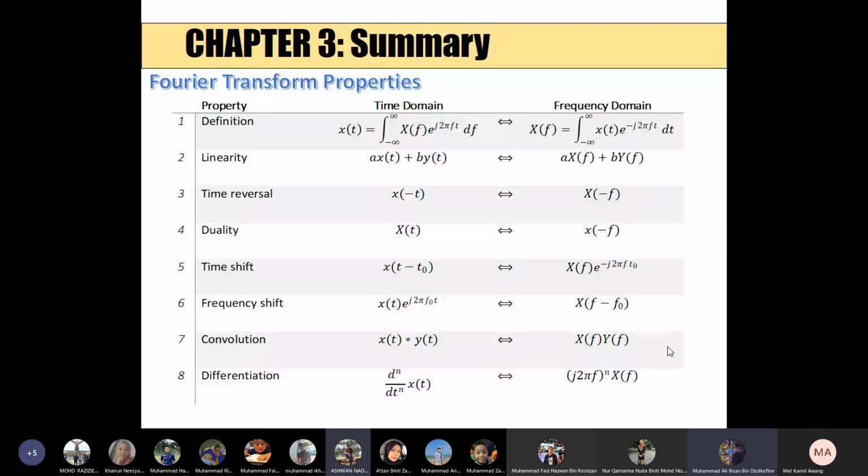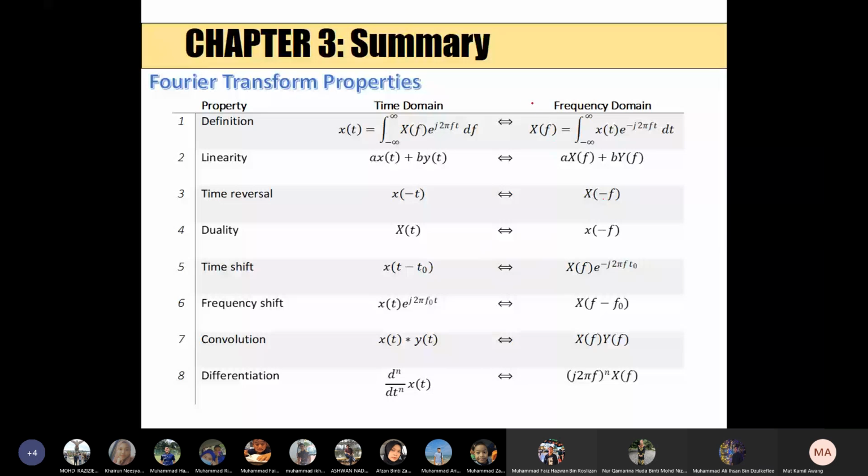Yes. So this is actually the properties of Fourier transform. This is the definition of the Fourier transform. Basically, x of t is equal to integration from minus infinity to infinity x of f e^(j2πft) df. This is in time domain. This is in frequency domain.